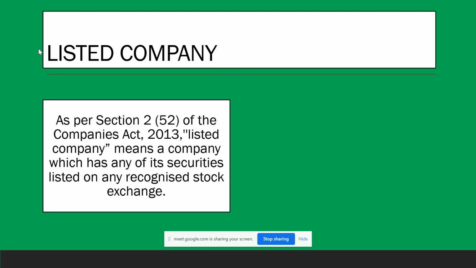Under Section 2, Clause 52 of the Companies Act 2013, a listed company means a company which has any of its securities listed on any recognized stock exchange. There are two recognized stock exchanges: one is the Bombay Stock Exchange, another is the National Stock Exchange. Companies need to get their shares listed on either both of the stock exchanges or any one of them. If it gets listed, then we say it's a listed company.